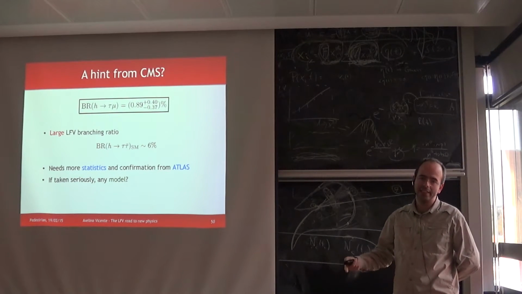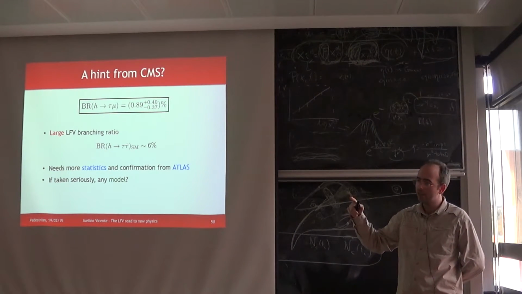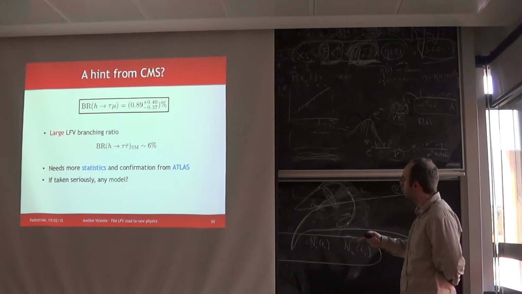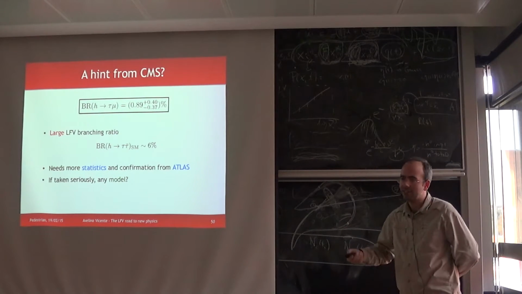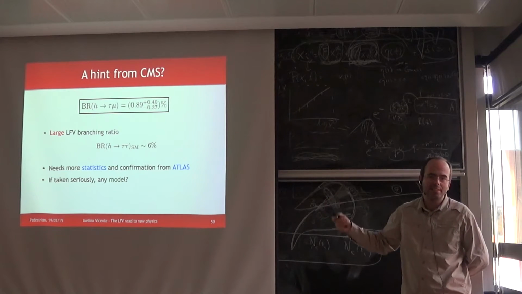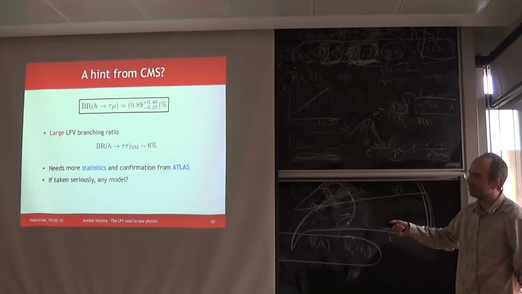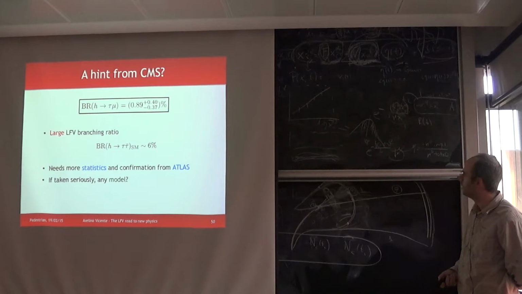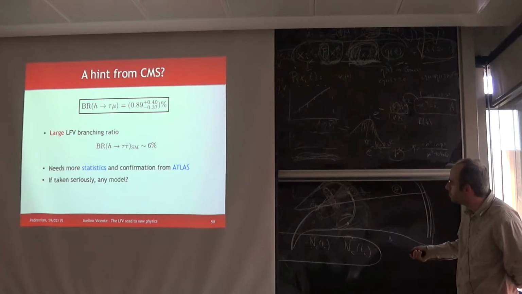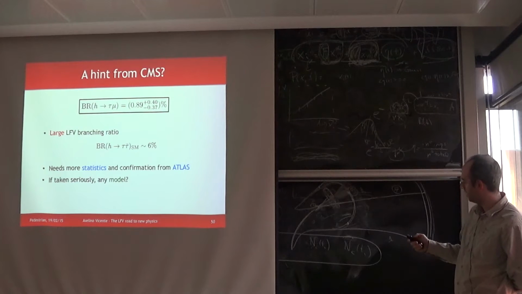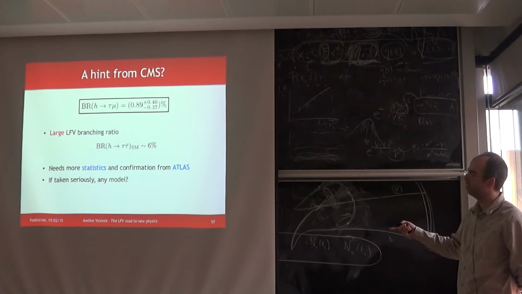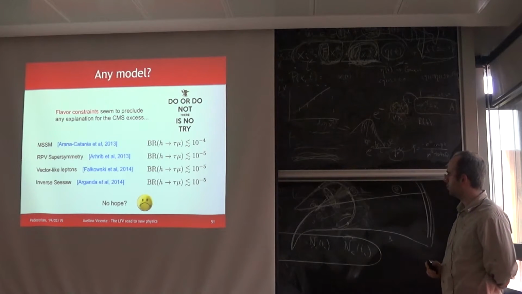Of course, this needs more statistics. You need to accumulate more data to see whether this was just a fluctuation or this is something relevant. And of course, you need the other collaboration, Atlas, to check it. Maybe this is wrong and only CMS sees it because they have some error in the calibration of their detectors. But let's take it seriously at the moment and let's ask the question, is there any model that can reproduce this? And this is not so simple.